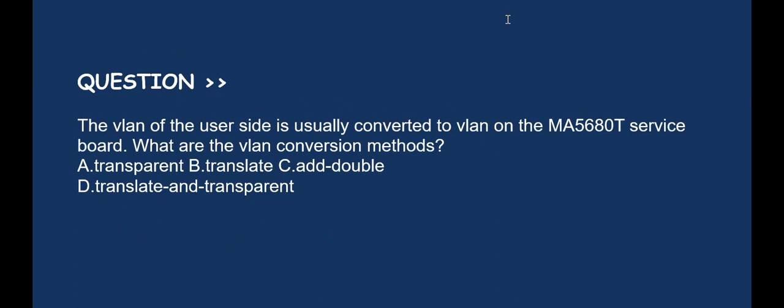The next question is, the VLAN of the user side is usually converted to the VLAN on the MA5680T service port. What are the VLAN conversion methods? Option A, transparent. Option B, translate. Option C, add double. Option D, translate and transparent. The correct answers are option A, B and C.